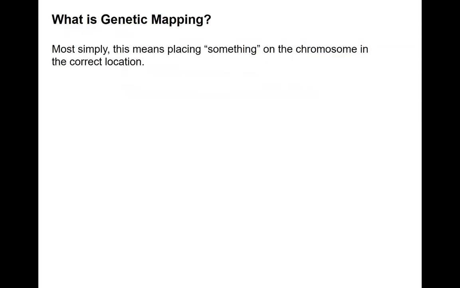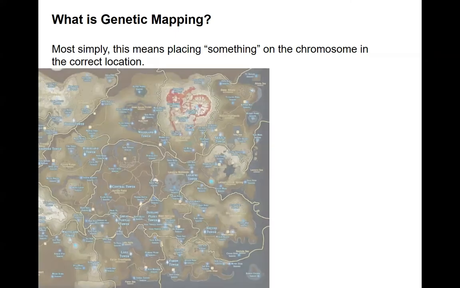So let's get started. What is genetic mapping? I feel like this is a really abstract concept for a lot of people, but it's actually not that bad. Most simply, it really just means placing something on a chromosome in the correct location. I find it's a little bit easier to conceptualize this if you think about it with respect to a physical map like we are used to seeing.